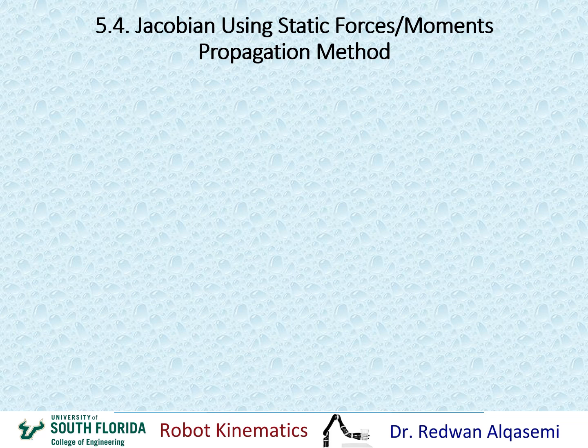The third method we're going to talk about here for finding the Jacobian is the static forces and moments propagation method. In this method we start with the last frame, frame n, since we have the defined forces and moments at the end effector, and then we do the propagation backwards towards frame 1. So this is opposite to what we did in the velocity propagation.